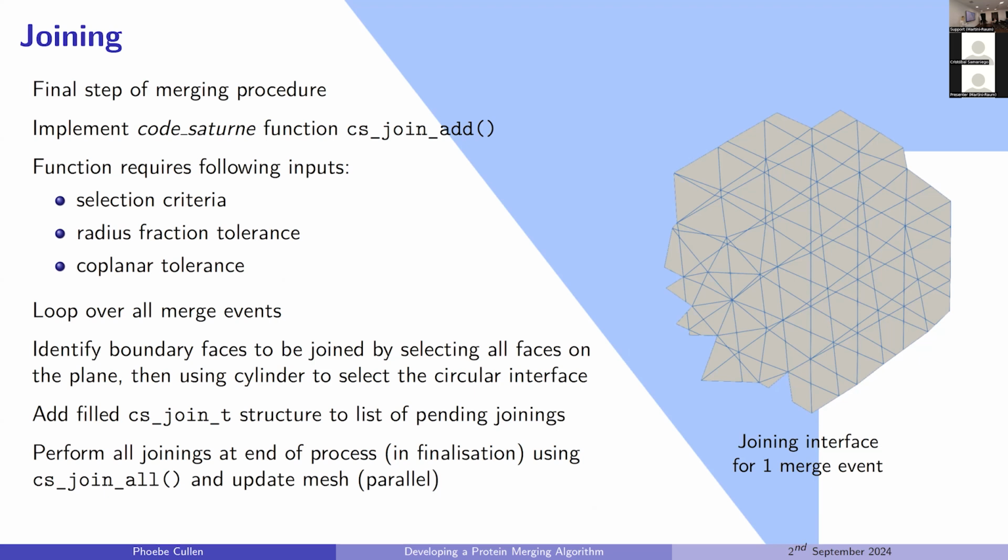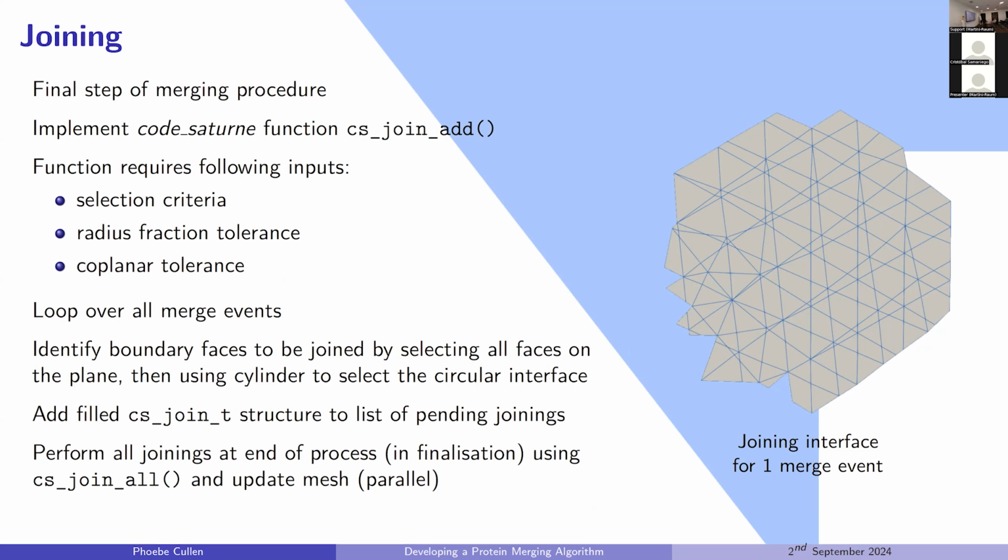So this is carried out by looping over all of the merge events. Remember, we've got many distinct merging events occurring. Then identifying the boundary faces to be joined on the planes by using a cylinder again to select this circular subsurface.